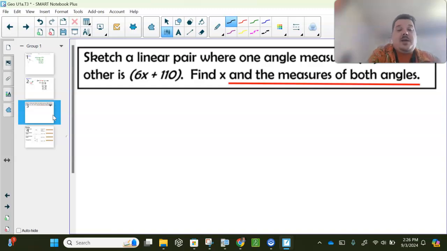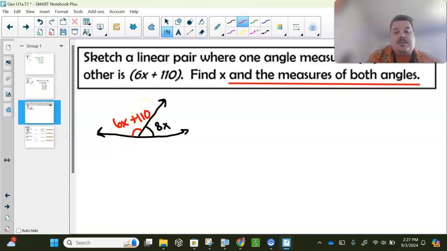So let's just start by making our picture. If it's a linear pair, we know they have to make a line. So let's make our line, and then let's sketch in that common side. We'll call this our 8x, and then we can call this here our 6x plus 110. Now, if they're a linear pair, remember if we add them, 6x plus 110 plus 8x, that should equal 180.